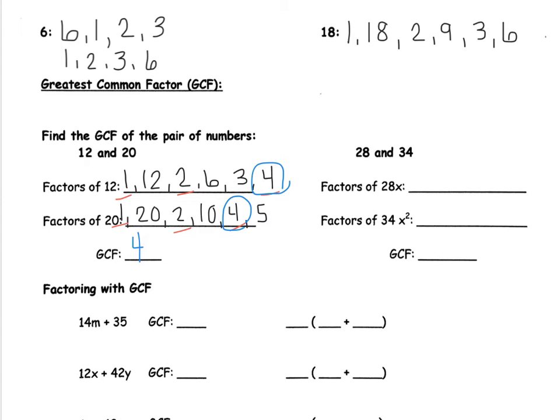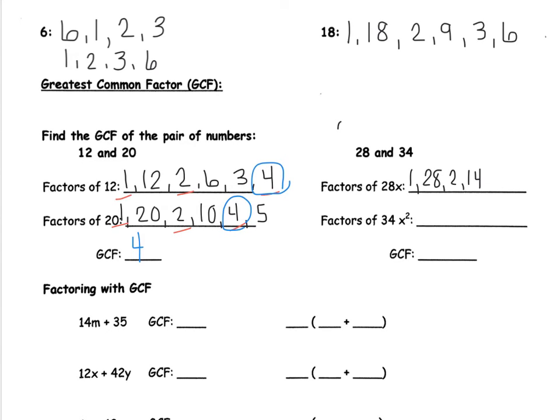Well, let's start with 28. We have 1 and 28. We have 2 and 14. Now if you noticed, I have added an x at the bottom problem, and an x squared as well. I didn't put it on the top, so that's probably a little bit tricky to some of you, but I'll show you up here.